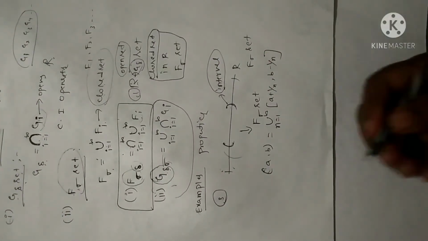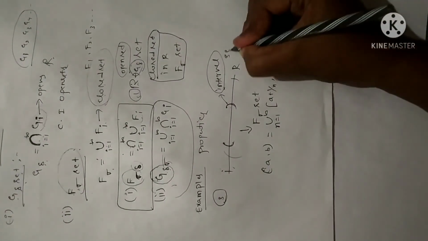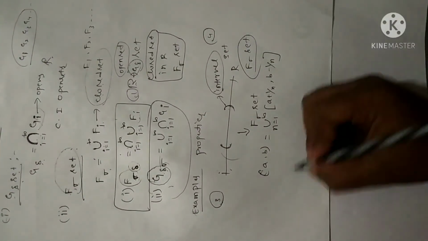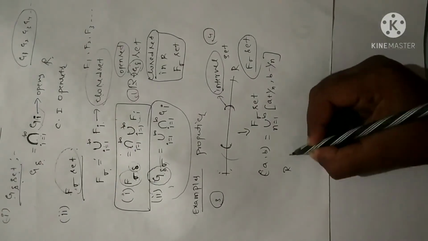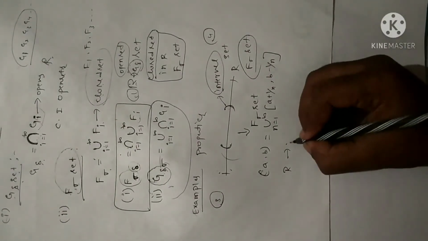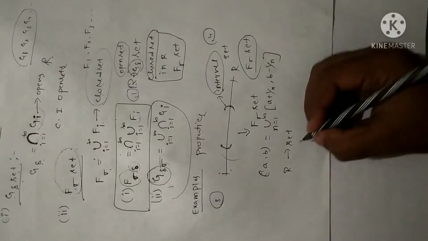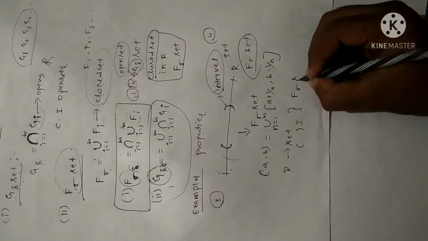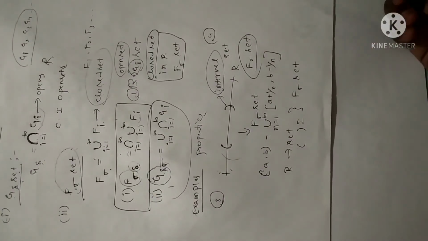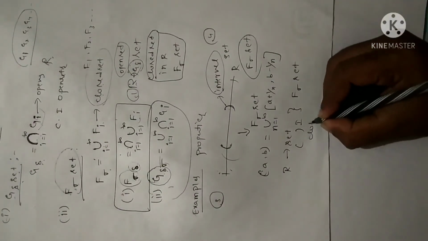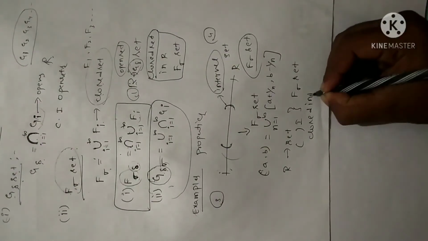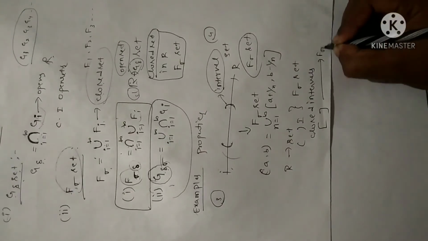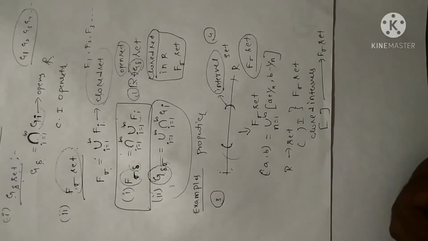Clear? Similarly, the fourth one: an open set in R is also an F sigma set. So the summary is that in the real numbers, if you take any open set or any open interval, everything comes under F sigma set. Also a closed set, or closed interval. Why? Because we can find an open interval inside the closed interval. Closed intervals are also an example for an F sigma set.